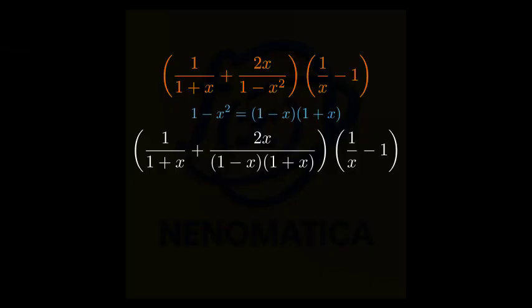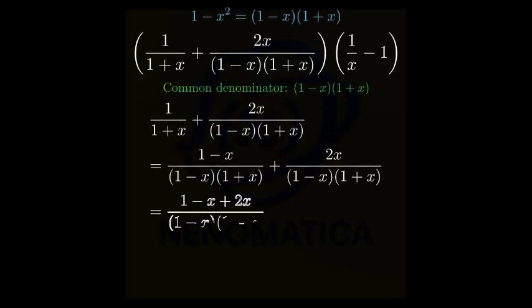Step 2. Combine the two terms inside the first parentheses over a common denominator. The common denominator is (1 minus x) times (1 plus x). We multiply the first fraction by (1 minus x) over (1 minus x). Then we add the numerators.